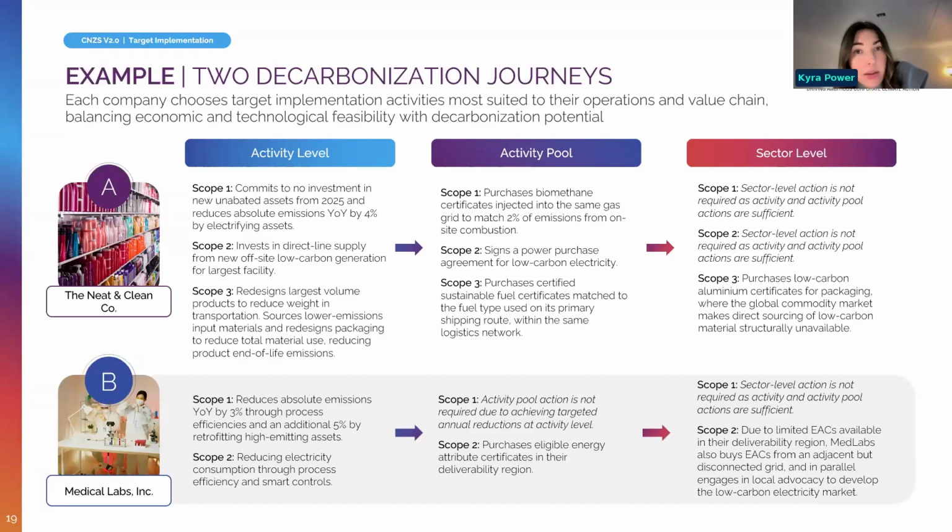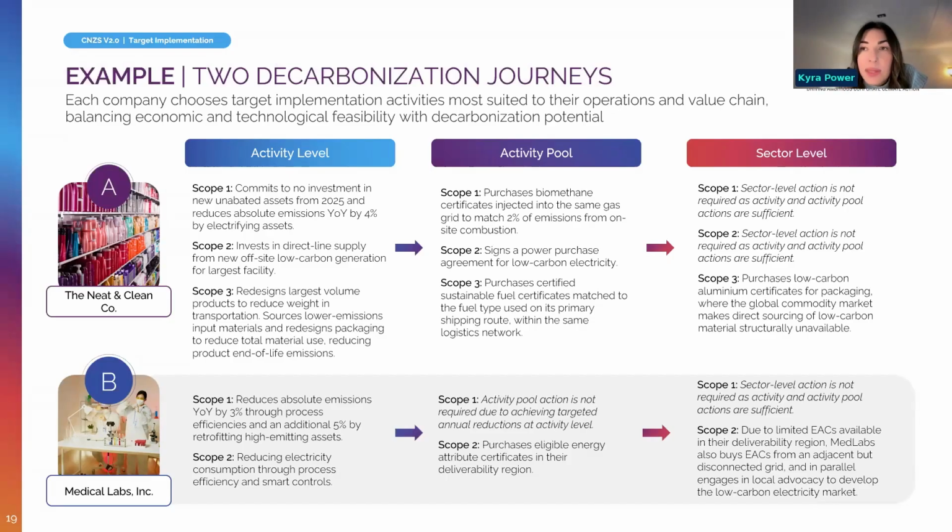At the activity pool level, again, shared systems that companies source from or feed into, they purchase sustainable fuel certificates. These are matched to the fuel type used on their primary shipping route within the same logistics network that they use. Next, they purchase low carbon aluminum certificates for packaging, where the global commodity market makes direct sourcing of low carbon material structurally unavailable for them.